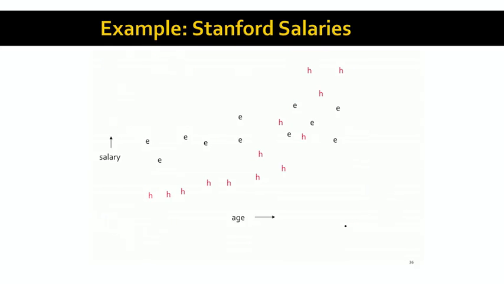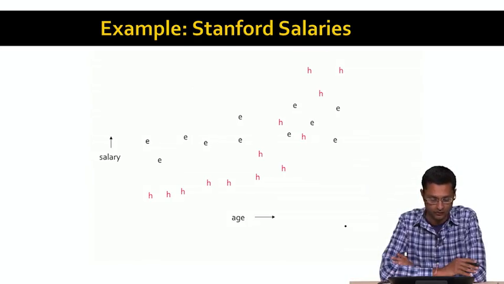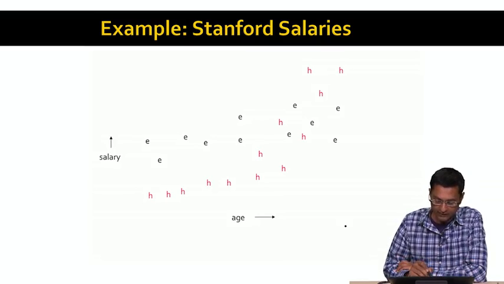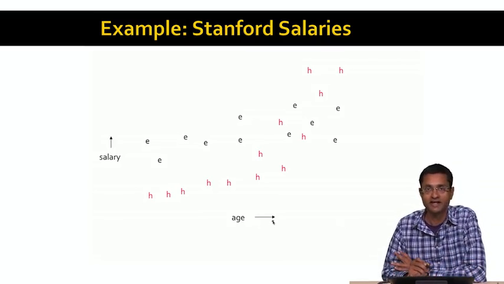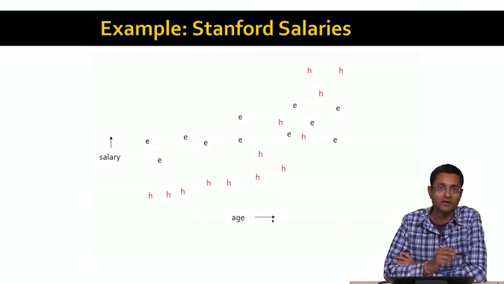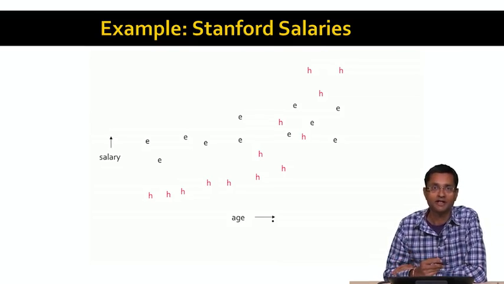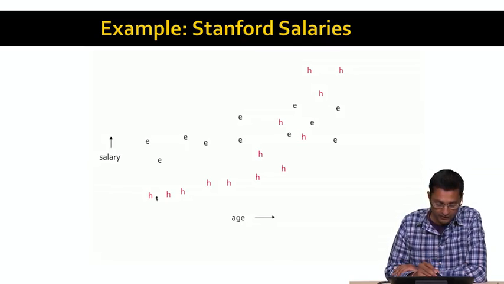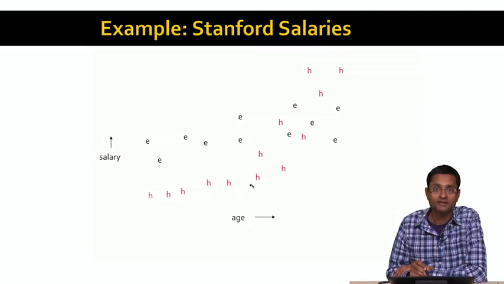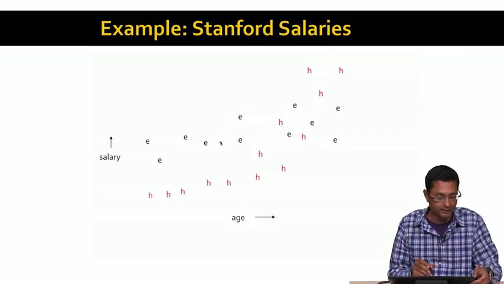Here's an example of a data set where the clusters don't look anything at all like ellipses or cigars. In this data, on the x-axis, we have the age of faculty members at a university like Stanford, and on the y-axis, we have their salaries. Now, this is not the actual data, but more a representation of what the data might look like, although it's based on real-world experience. The data points marked by H are salaries of faculty members in the humanities, whereas the data points marked with an E are salaries of faculty members in the engineering departments.